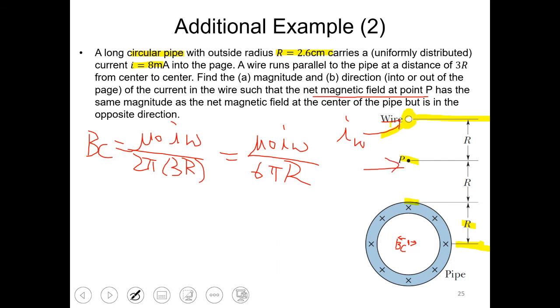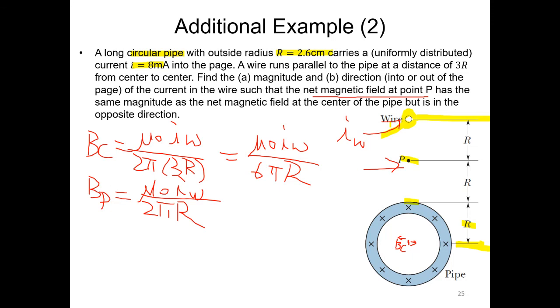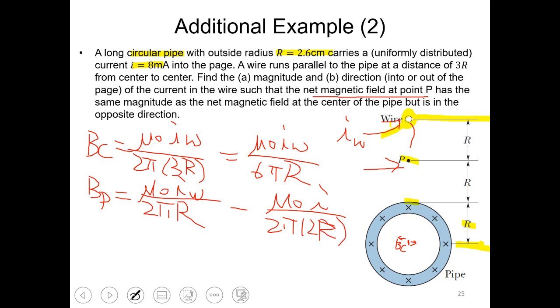Actually, we also want to calculate the B field at point P. So BP is nothing but mu zero IW over 2 pi R, because the distance between the wire and point P is R. And then minus mu zero I over 2 pi times 2R. So this structure will generate the B field with a negative direction, because we want to make it smaller. Actually, this is originally larger than this one, and we want to cancel part of it.